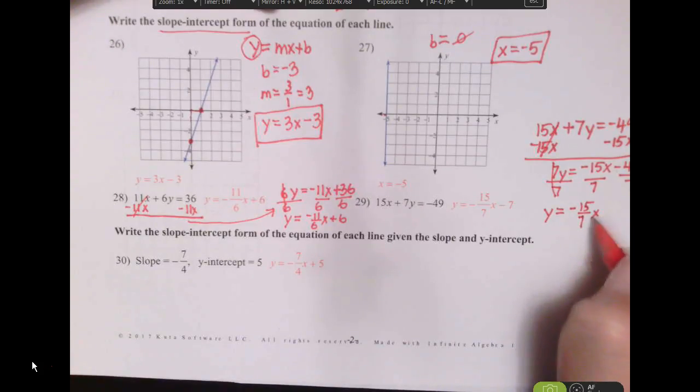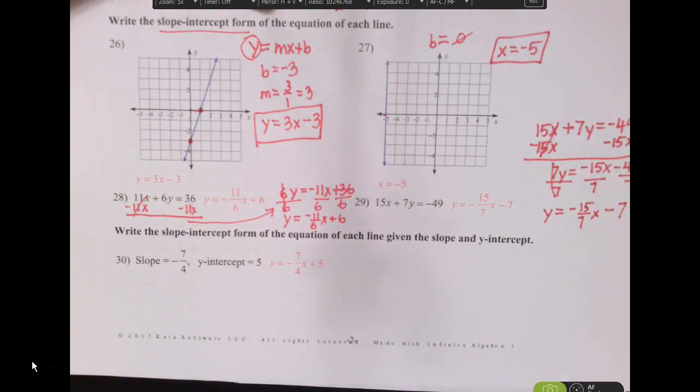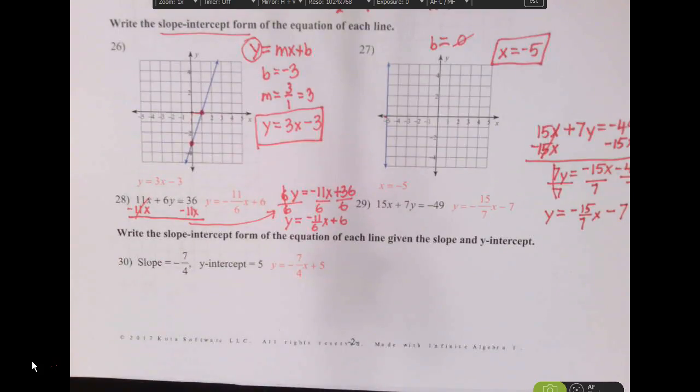-15/7 doesn't really reduce, but that's okay. But 49/7 is equal to -7.